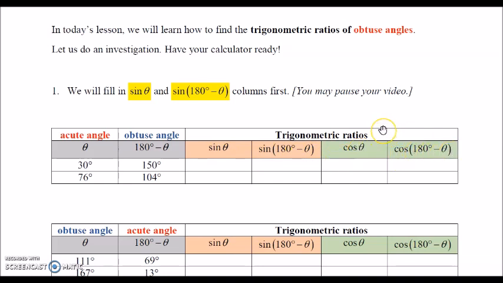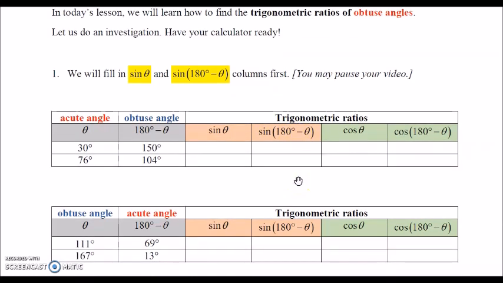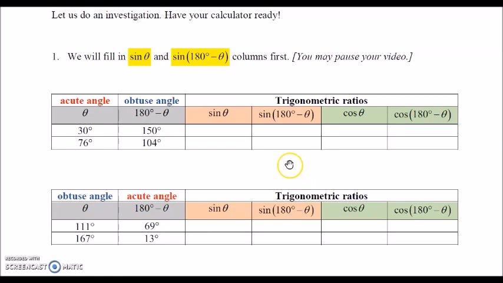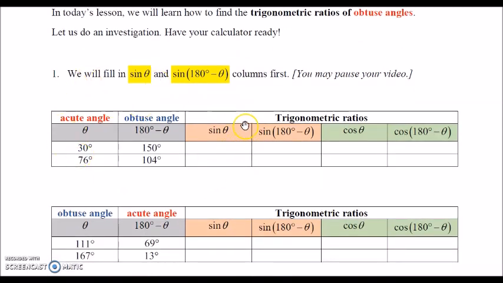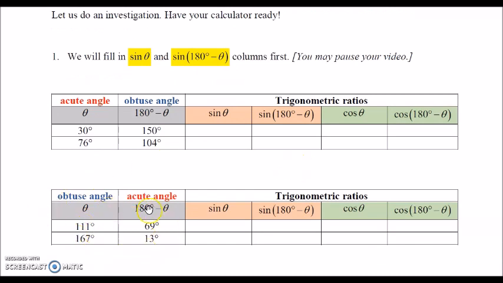First things first, we will fill in our sine theta column as well as our sine 180 degrees minus theta column first. Probably what I need you to do right now is focus on the first table of the two, looking at these two columns over here, before we look at the second table with these two columns over here. So what I need you to do right now, after listening to the instructions, you may pause the video and use your calculator to fill in the values as calculated.